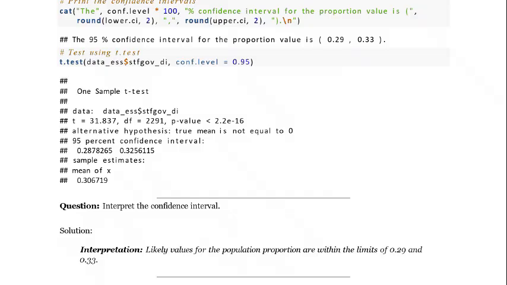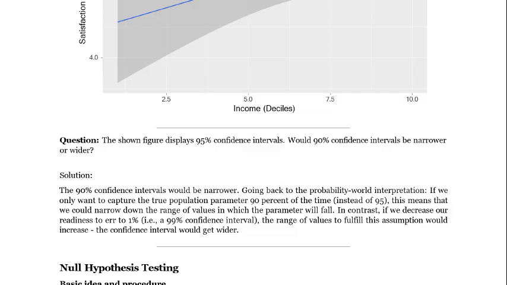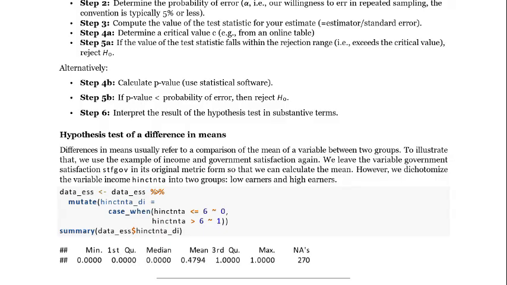This normal distribution is our tool for uncertainty. It helps us build confidence intervals, which give us a range of plausible values for the population parameter. For example, we can say we are 95% confident that the true average government satisfaction in Germany is between 4.2 and 4.4 on a 0 to 10 scale. It's a measure of our precision.